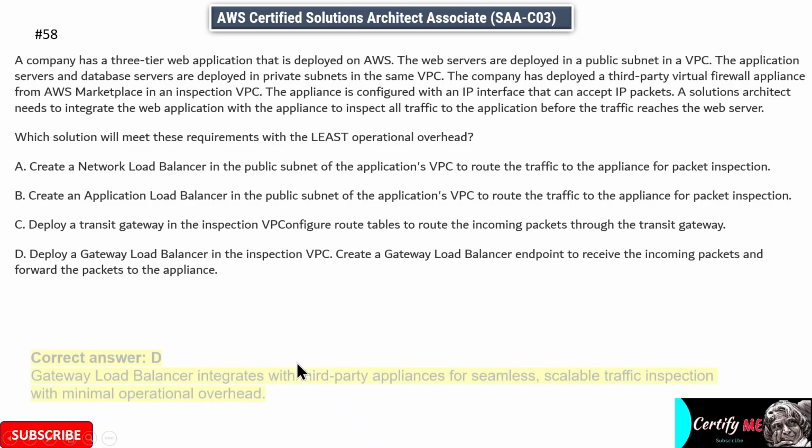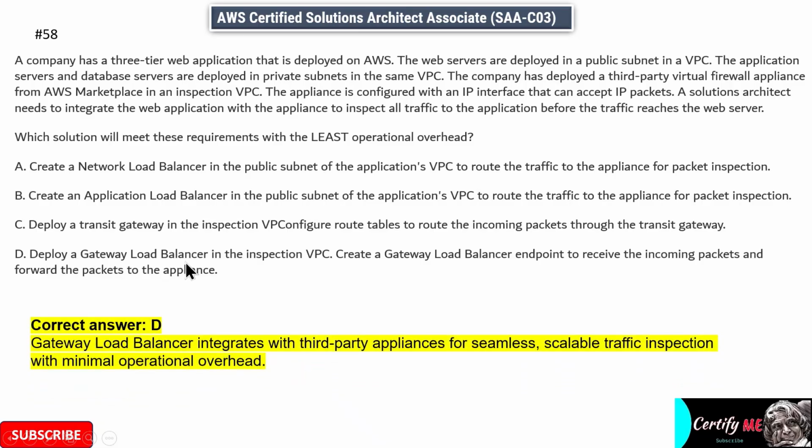The correct answer is option D. Deploy a Gateway Load Balancer in the inspection VPC. Create a Gateway Load Balancer endpoint to receive the incoming packets and forward the packets to the appliance. Gateway Load Balancer integrates with third-party appliances for seamless, scalable traffic inspection with minimal operational overhead.